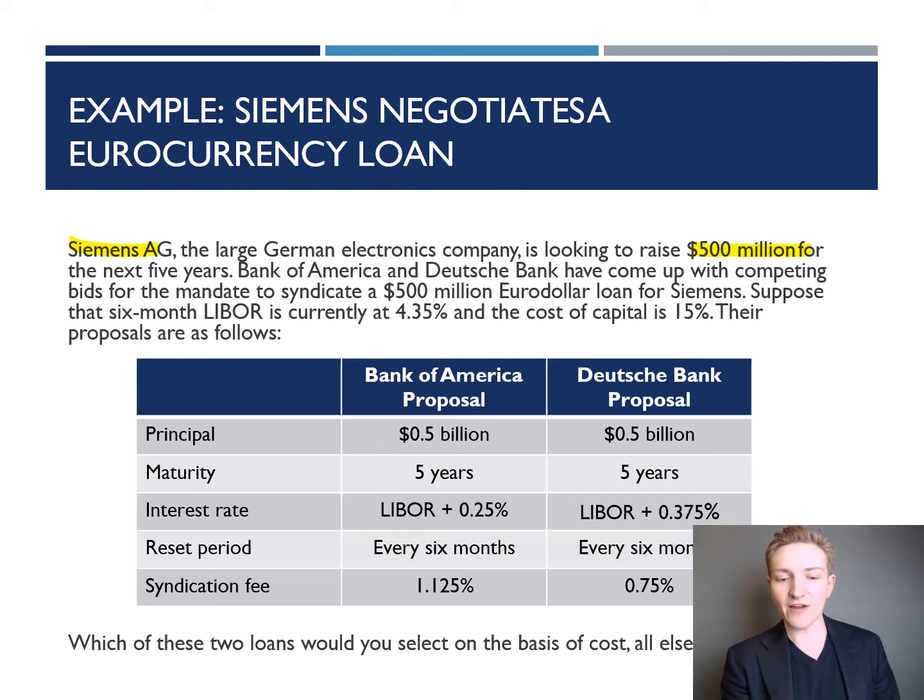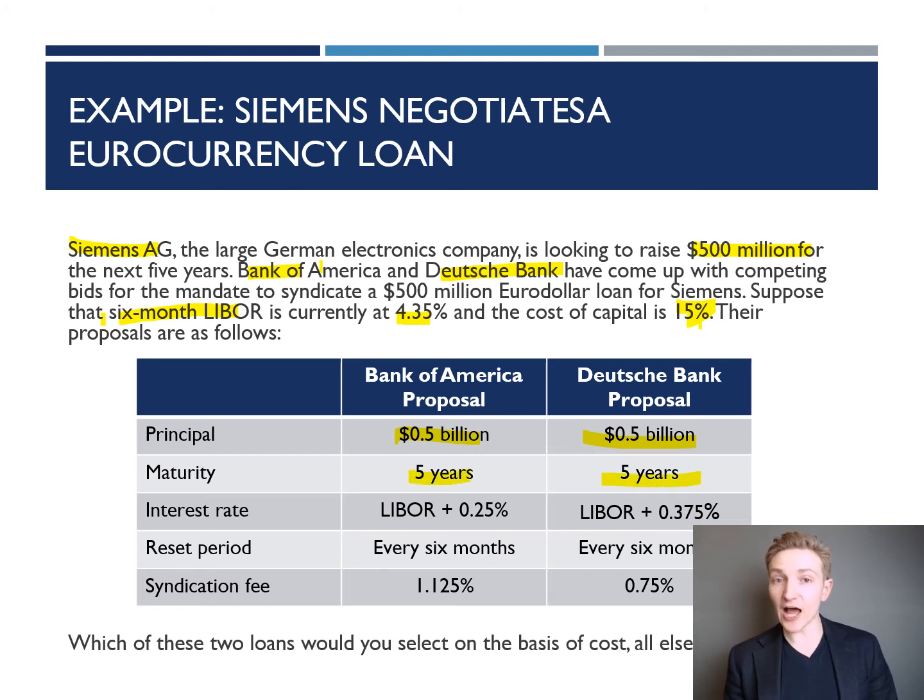It can do this through Bank of America or Deutsche in our example, and they've come up with competing offers to raise this money. Now, competing 500 million euro loans. Now, suppose the 6-month LIBOR is currently 4.35% and the cost of capital is 15%. The proposals are as follows. Both of them are proposing a $500 million loan. Both are for 5 years.